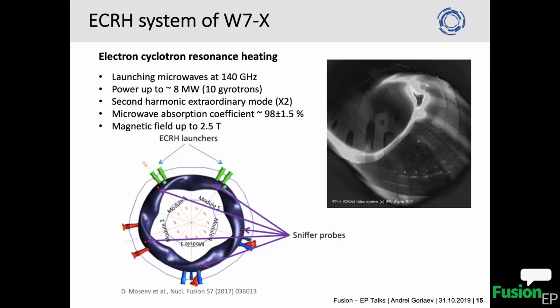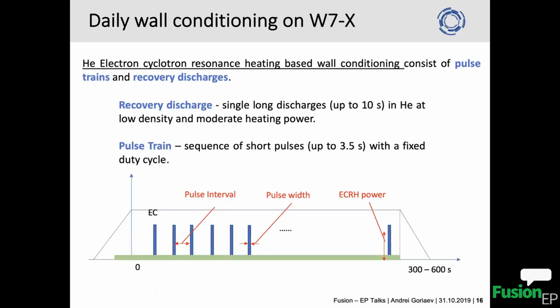There are shortcuts, if someone is interested in details, of the parameters of the electron cyclotron heating system on W7X: power, frequency, modes, and absorption coefficients are mentioned. There are also some sketches of where the launchers are located, just to have an idea how it works. And there is also a picture of a typical ECRH discharge on W7X, to have an idea what it looks like.